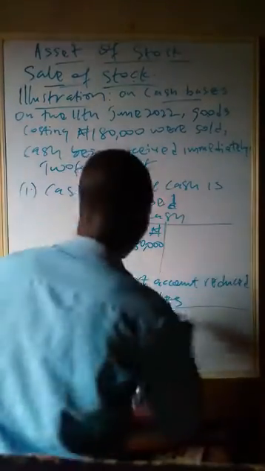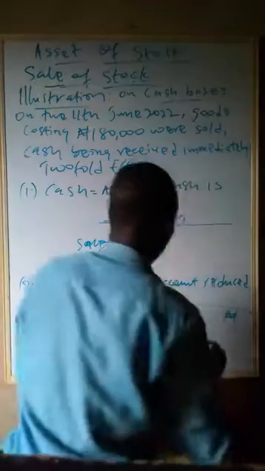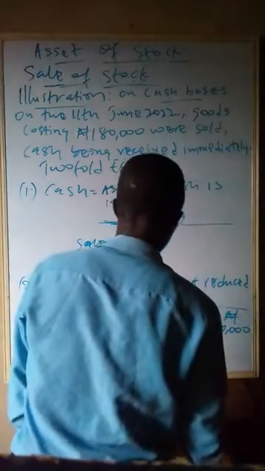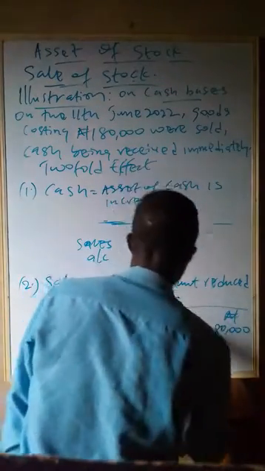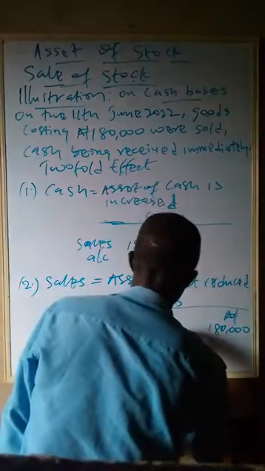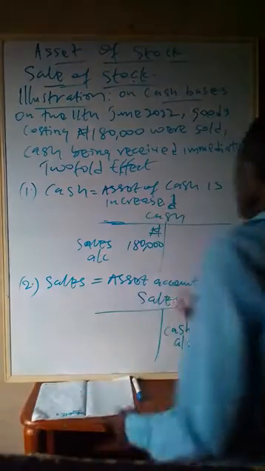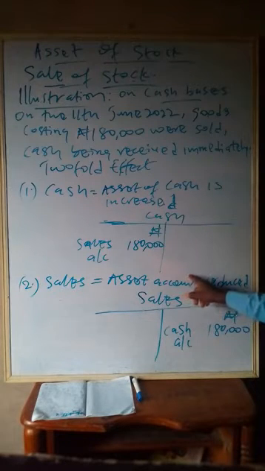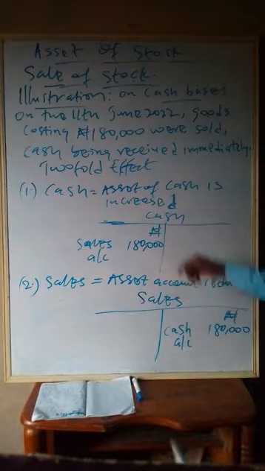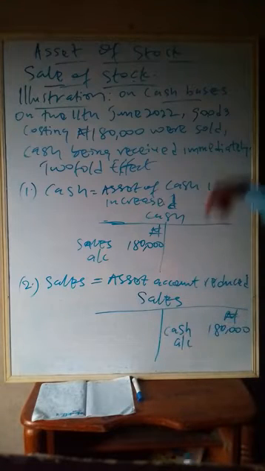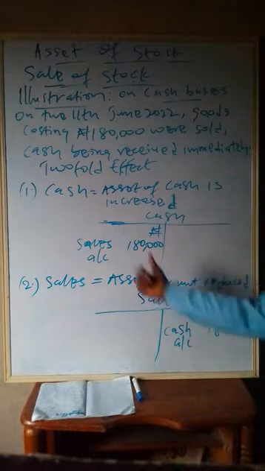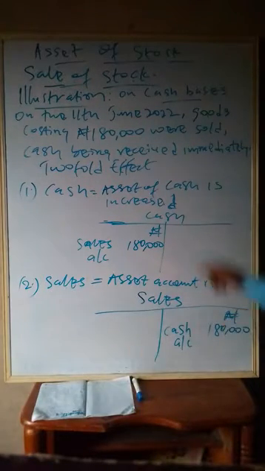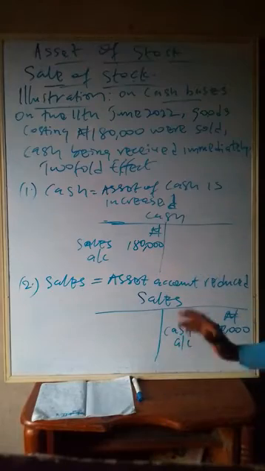What's the corresponding entry of this? Sales, asset of stock of sales reduced, and that is 180,000 naira. The corresponding entry is the cash account. You see, twofold effect. Asset of cash increased, the asset of stock account reduced. When an asset reduces, you credit sales. What gives rise to sales is stock, so our stock reduced. When an asset increases, you debit. Do you see?